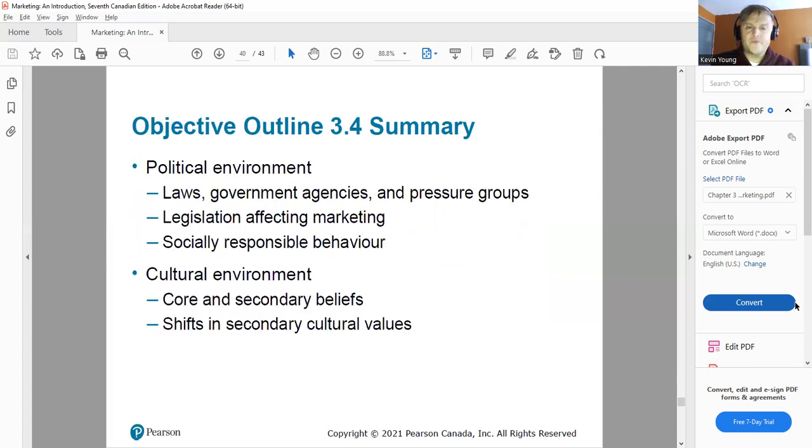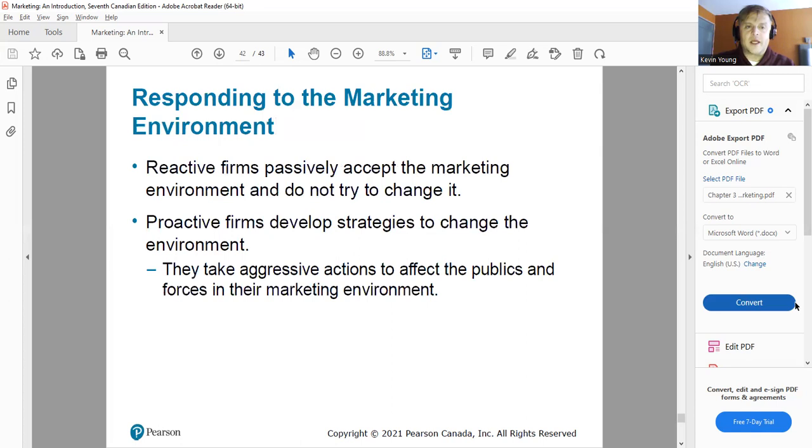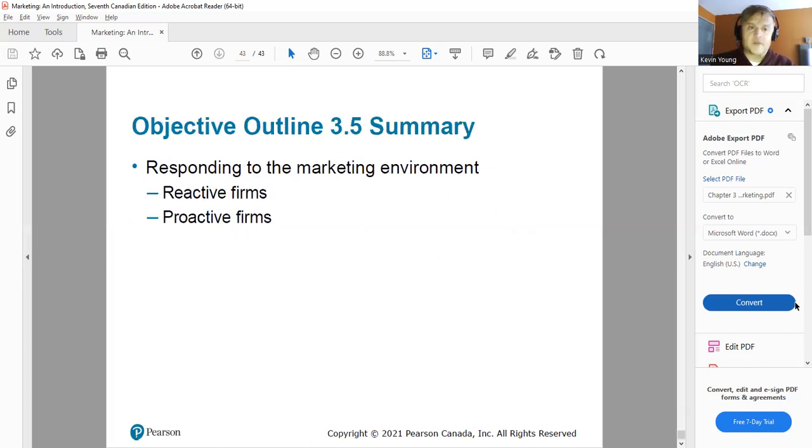A summary, and here we are, responding to the marketing environment. Reactive and proactive, right? Reactive firms or organizations passively accept the marketing environment and they don't try to change it. They are in a reactive state. Whereas a proactive firm will develop a strategy to change the environment. They take aggressive action to affect the publics and forces within their marketing environment.